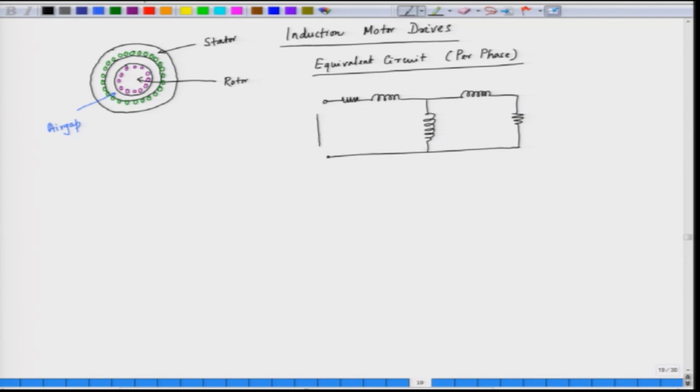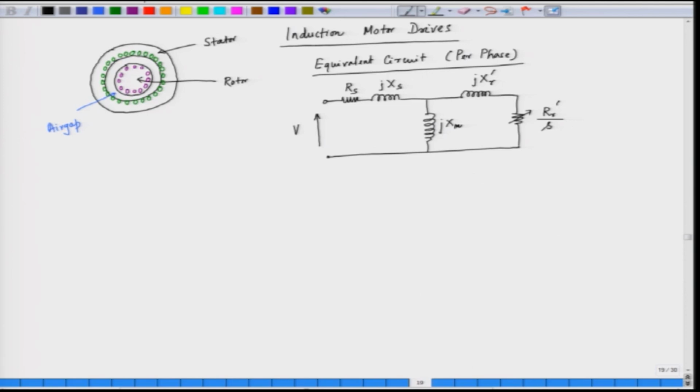We apply a certain voltage, which is the per phase voltage. This resistance represents the stator resistance, which is R s. This is the stator leakage reactance, which is X s. This one is the rotor leakage reactance, which is X r prime, referred from the stator side, and this one is the rotor resistance, which is R r prime, referred from the stator side. This one is the magnetizing reactance, which is X m, and the rotor resistance is divided by a parameter called slip.